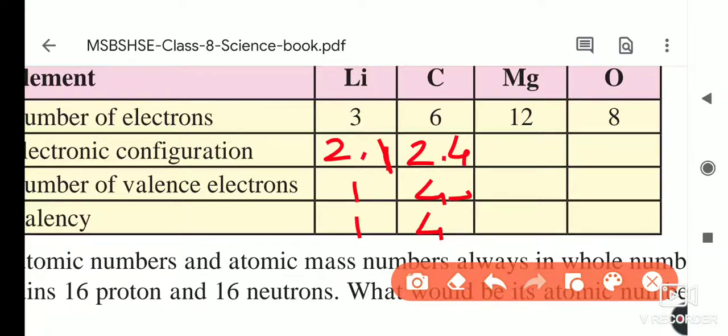Next is magnesium. Atomic number 12. So first inside how many will go? 2. Okay. Second inside how many will go?